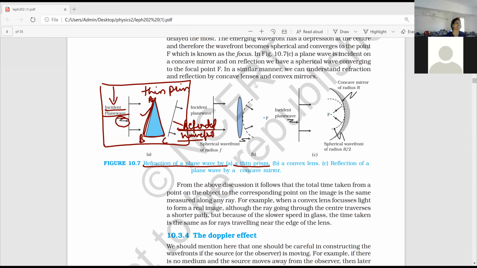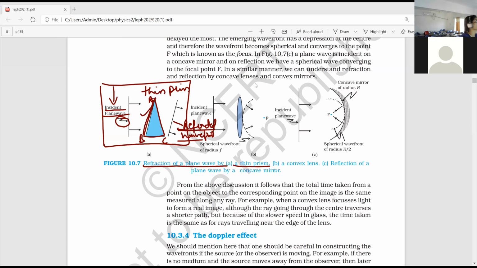So like this, the refraction of a plane wave takes place in case of a thin prism. You have to explain based on this, as they will ask a question like: explain how refraction of a plane wave takes place in case of a thin prism. Same thing, let us discuss how the refraction of a plane wave takes place in the second case, that is, a convex lens.